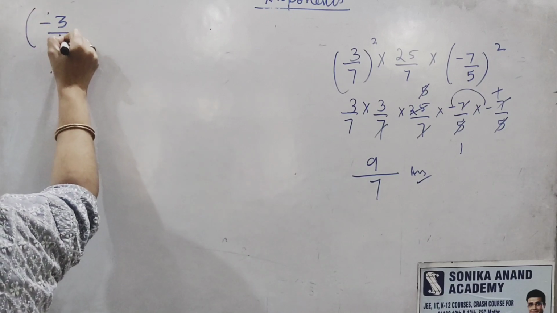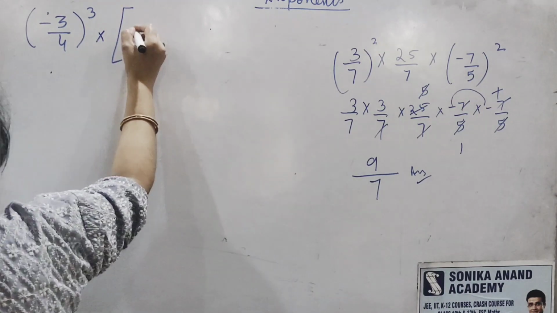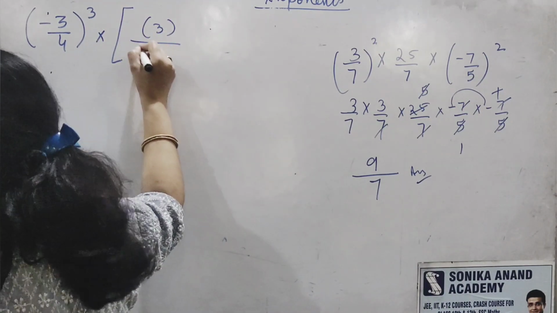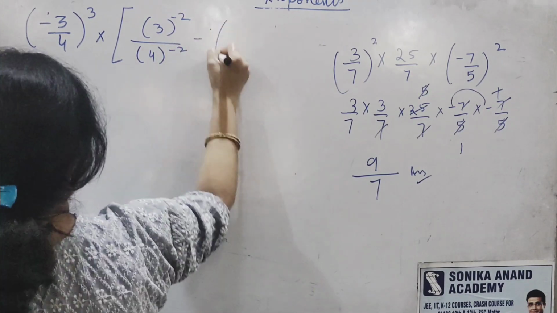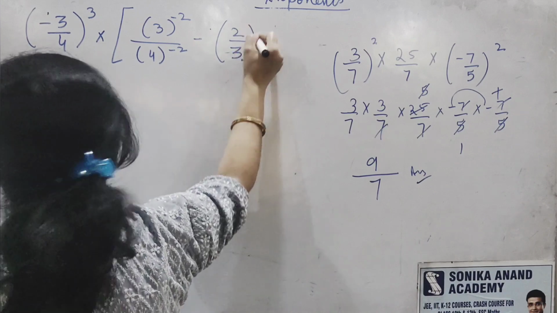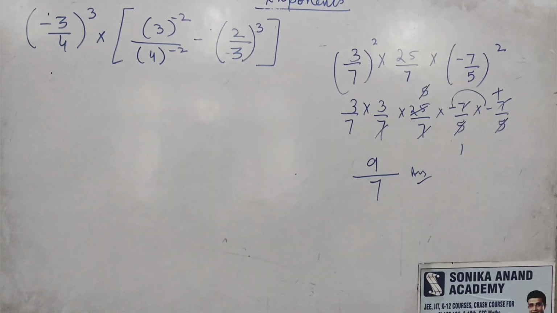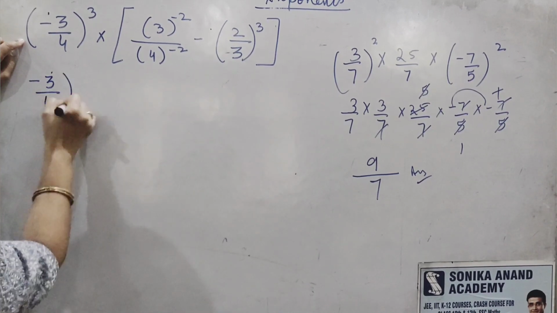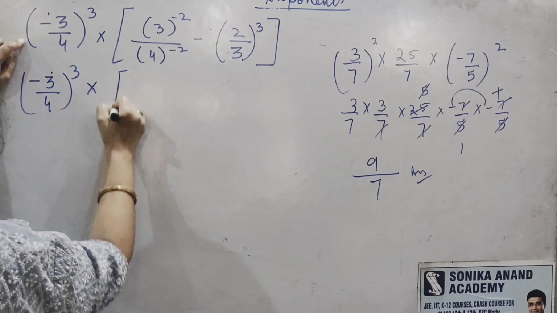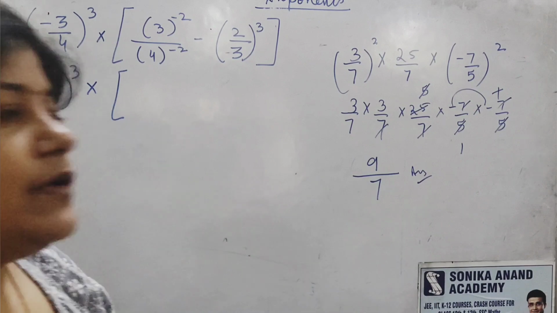Three by four cube. 3 by 4 minus 2 minus 2 by 3 whole cube. This is your question. Be careful. Very tough question. Just look on the blackboard. Minus 3 by 4 whole cube into. Convert this. Minus 2, minus 2. How will we convert? Let's see.